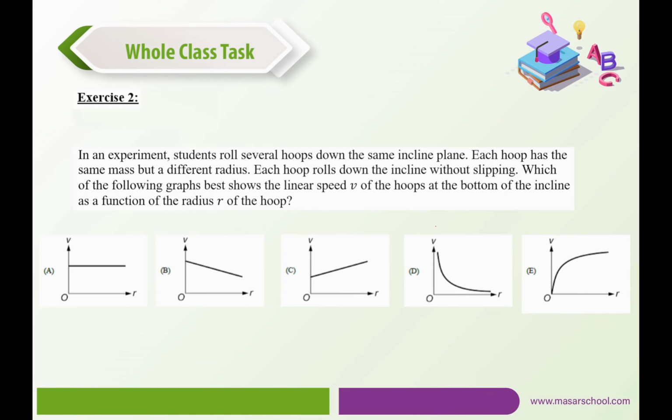Exercise 2. In an experiment, students roll several hoops down the same inclined plane. Each hoop has the same mass but a different radius. Each hoop rolls down the incline without slipping. Which of the following graphs best shows the linear speed v of the hoop at the bottom of the incline as a function of the radius r of the hoop?